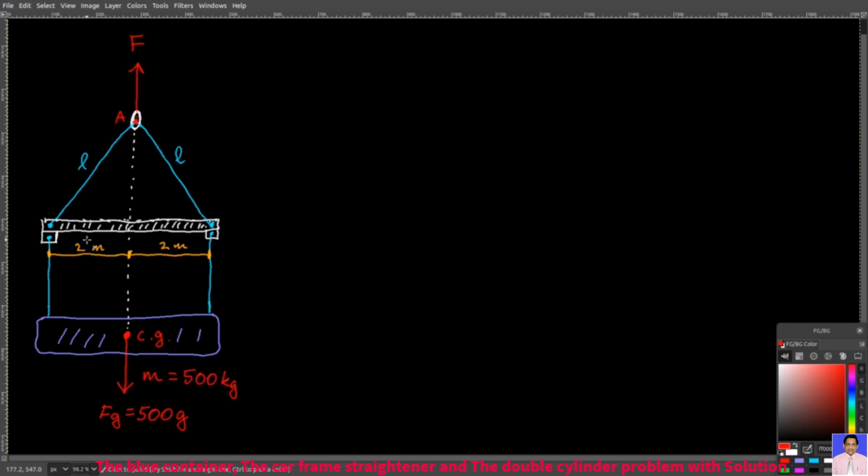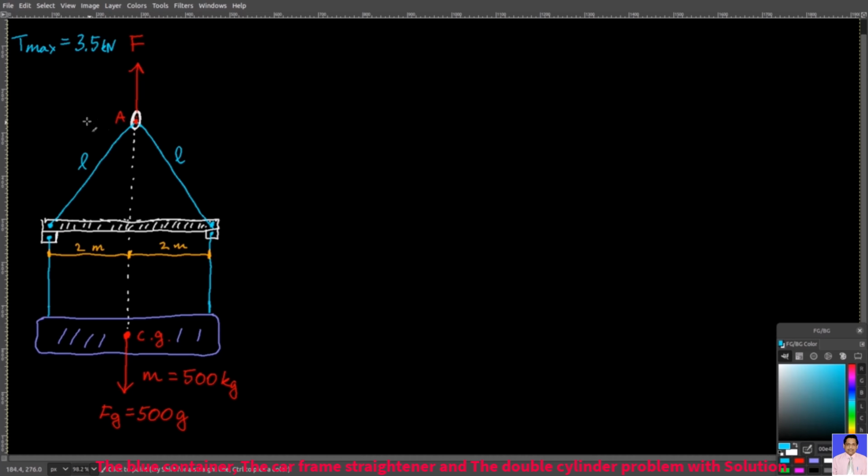You can see that due to symmetry, the length of these 2 cables is the same. And we also know that the maximum tensile force in those cables is 3.5 kilonewtons. So this cable can withstand 3.5 kilonewtons and this one as well.